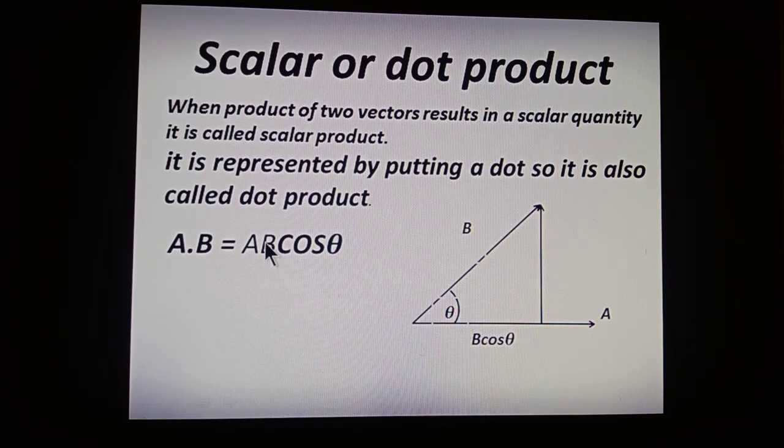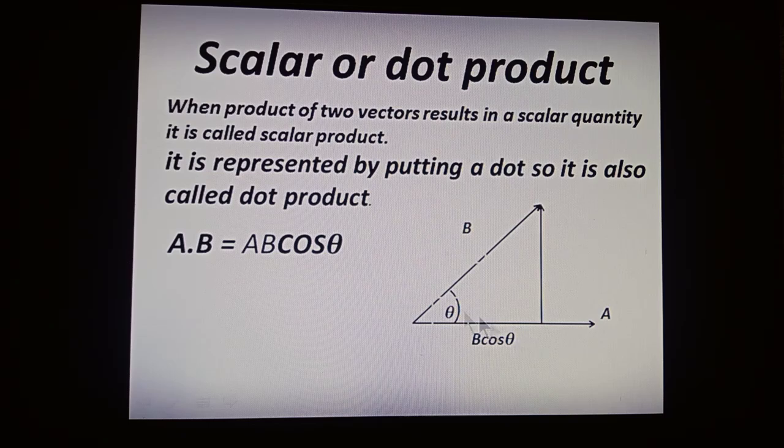Again, look at this product. B cos theta is actually the component of B in the direction of A. Look at this diagram. B is a vector that is making angle theta, so B cos theta is the component of B that is parallel to A. So for dot product, first vector is multiplied with component of the second vector that is parallel to the first vector.